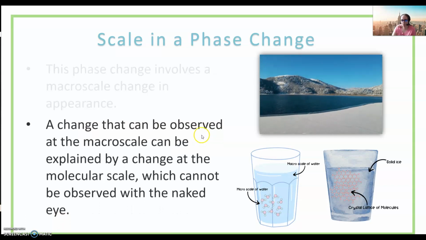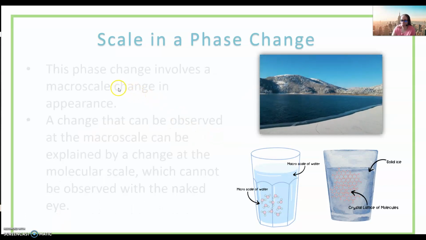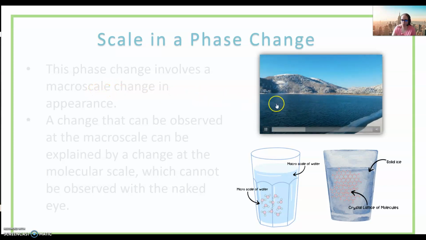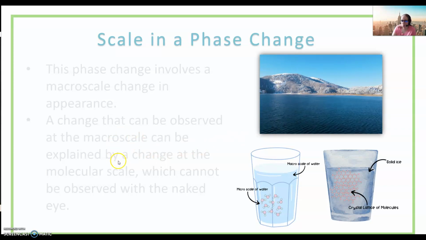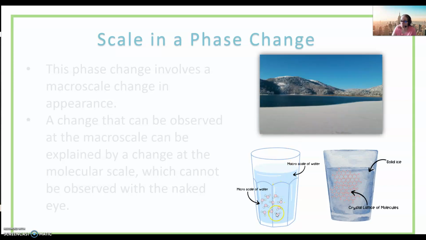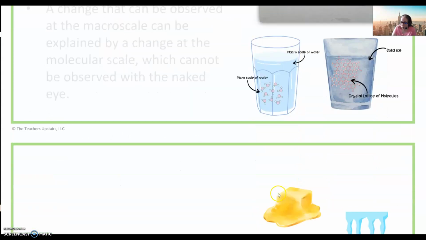So the scale in a phase change. This phase change involves a macro scale change in appearance. So you see a big picture scale change in appearance. A change that can be observed at the macro scale can be explained by a change at a molecular scale, like these pictures down here to the right, which cannot be observed by the naked eye. So here you see a big scale change that can actually be explained by something that's happening at a very small level with the water.